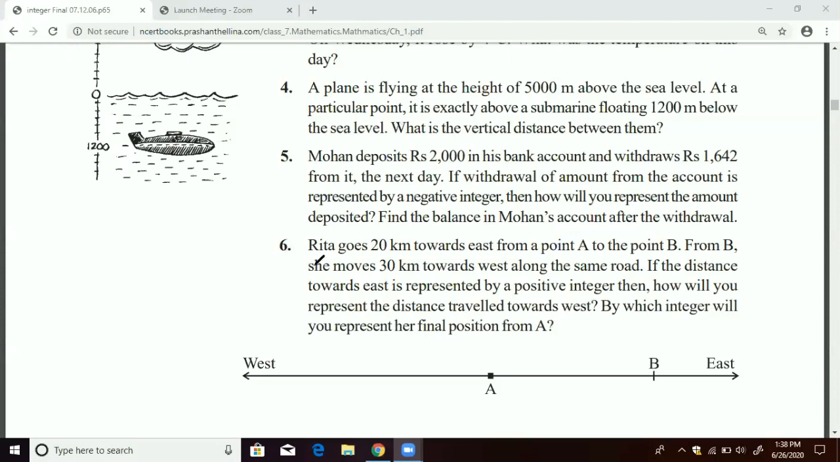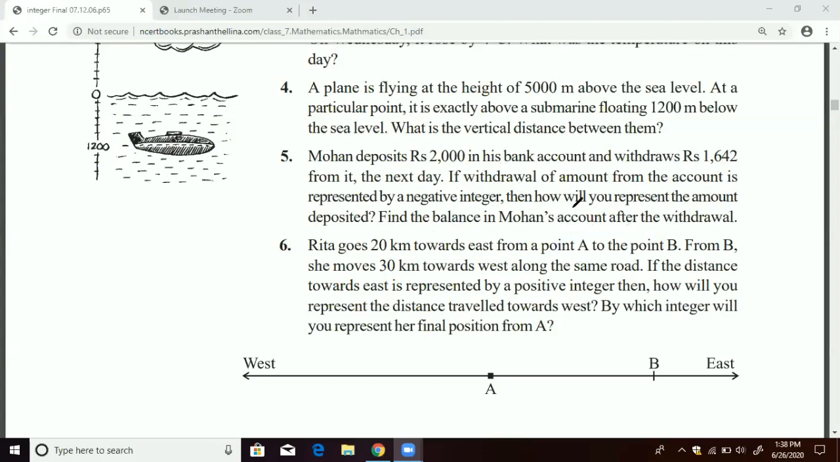Next is question number 5. You can read the question. Mohan deposits rupees 2,000 in a bank account and withdraws 1,642 from it the next day. If withdrawal of amount from the account is represented by a negative integer, then how will you represent the amount deposited? Find the balance in Mohan's account after the withdrawal.